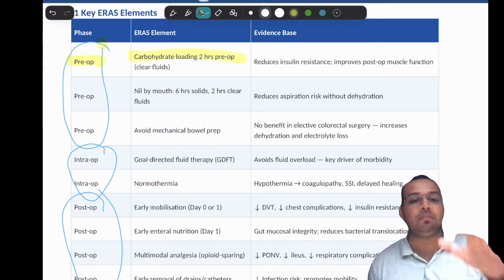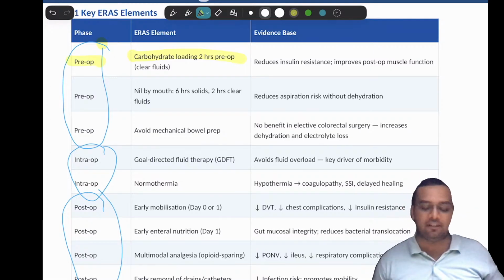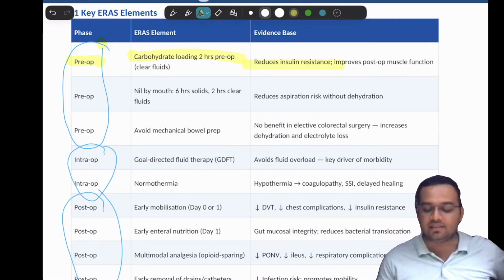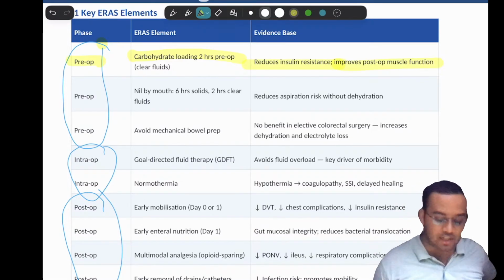So because of that, the patient's post-operative recovery will be fine. The patient will not lose much amount of proteins and fats. So it reduces the insulin resistance and improves the post-operative muscle function.